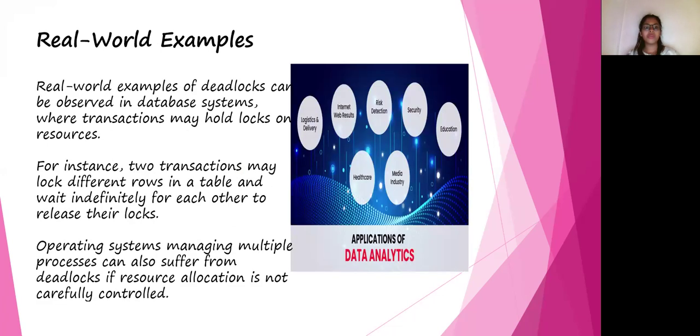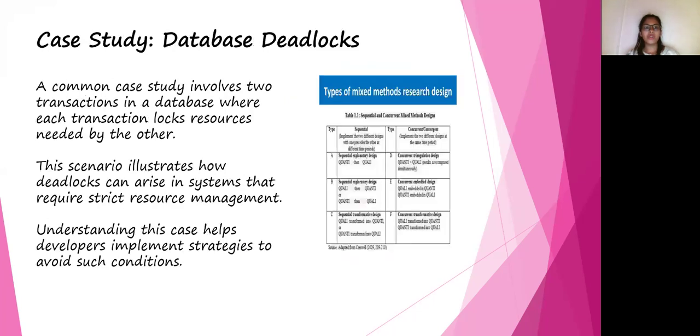A real-world example of deadlock can be observed in a database system where transactions may hold locks on resources. For instance, two transactions may lock different rows in a table and wait indefinitely for each other to release their locks. An operating system managing multiple processes can also suffer from deadlocks if resource allocation is not carefully controlled.